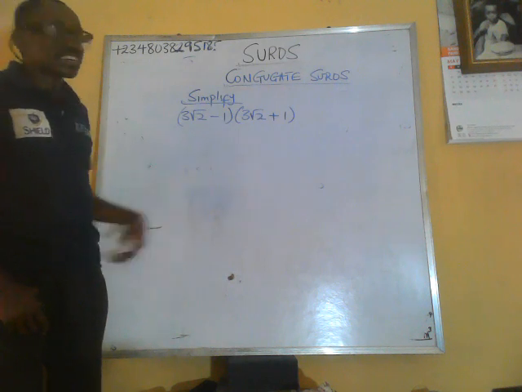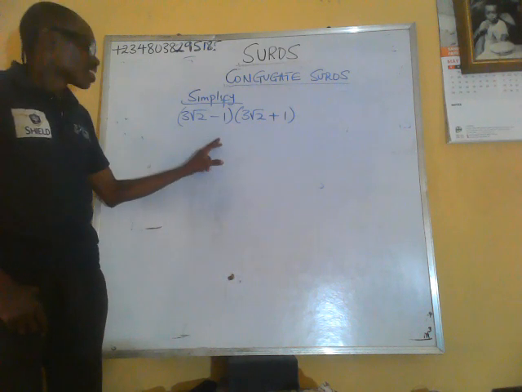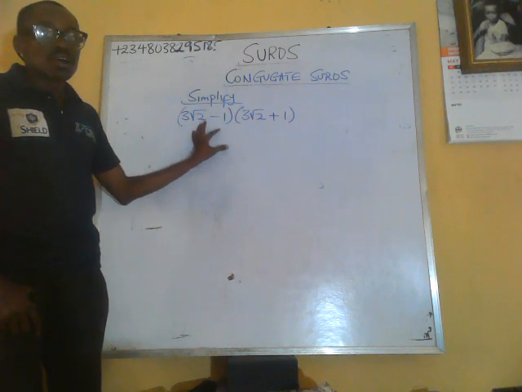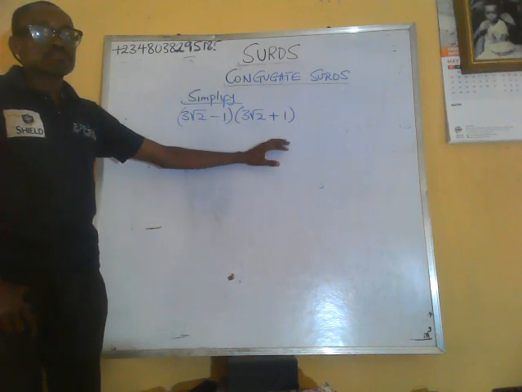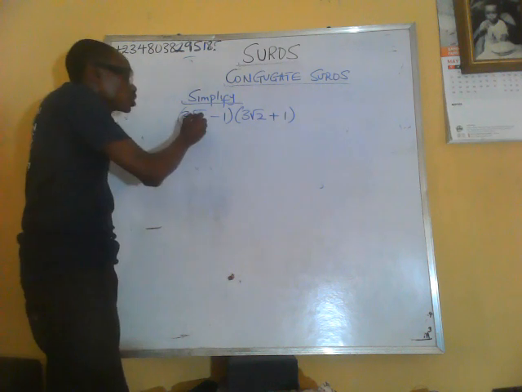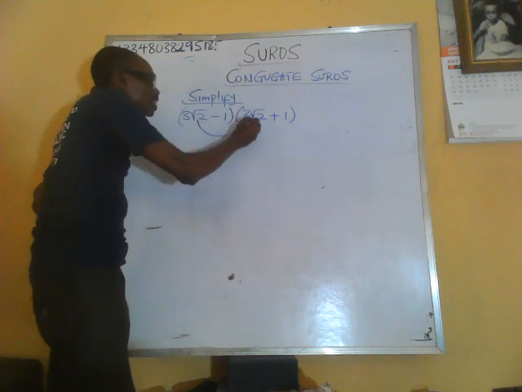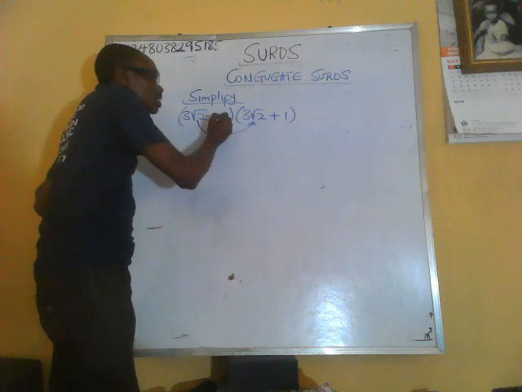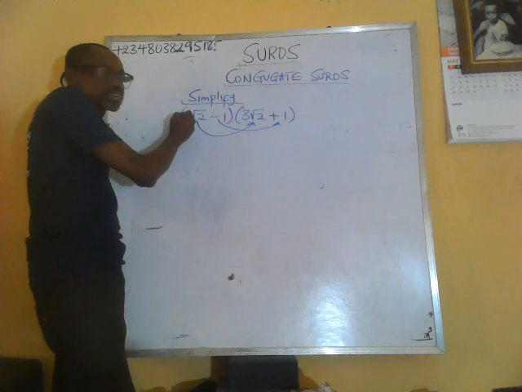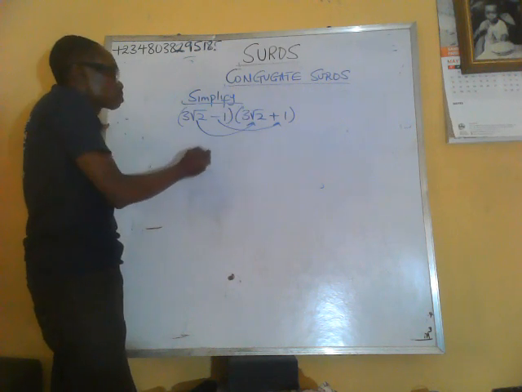Simplify this expression. We have a surd multiplied by its conjugate. So we want to simplify. To simplify is just a question of multiplying this and this, and minus 1 and plus 1 together. So we have 3 times 3, which is what? 9.